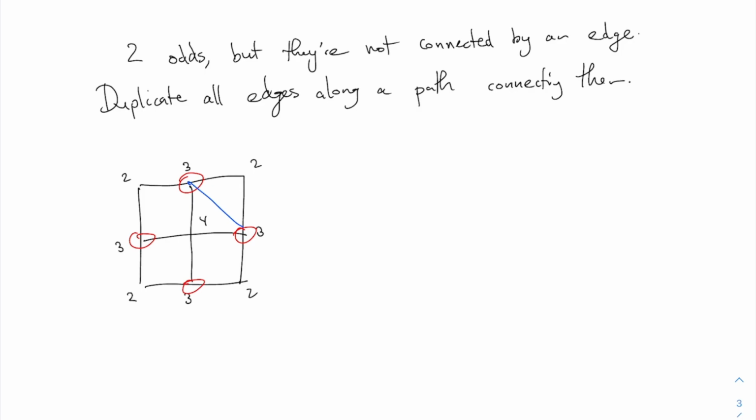That is not allowed though, because what we're doing by creating new edges, they are meant to represent duplications of the original edge. You cannot just make a new edge between 2 of them. You have to duplicate existing edges.